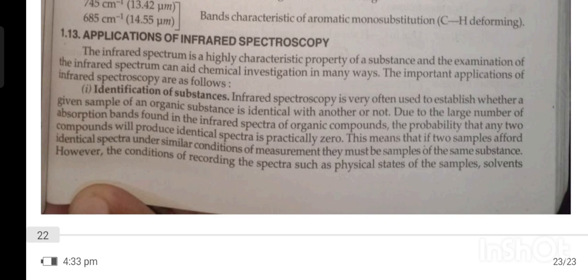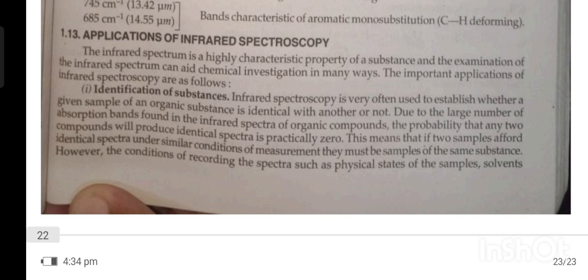Infrared spectroscopy is very often used to establish whether a given sample of an organic substance is identical with another or not. Due to the large number of absorption bands found in the infrared spectrum of organic compounds, the probability that any two compounds will produce identical spectra is practically zero. This means that if two substances afford identical spectra under similar conditions of measurement, they must be samples of the same substance.